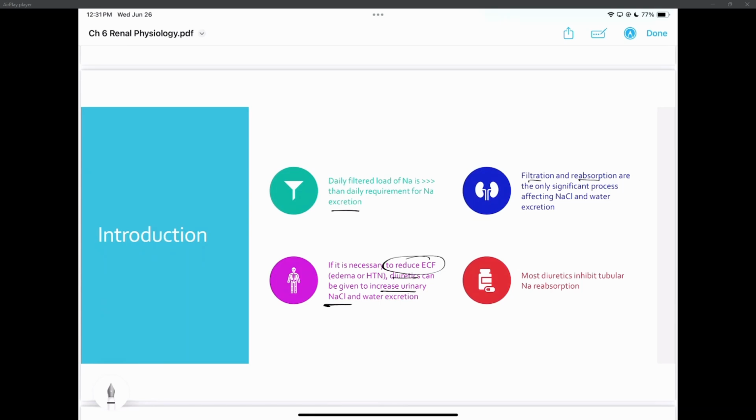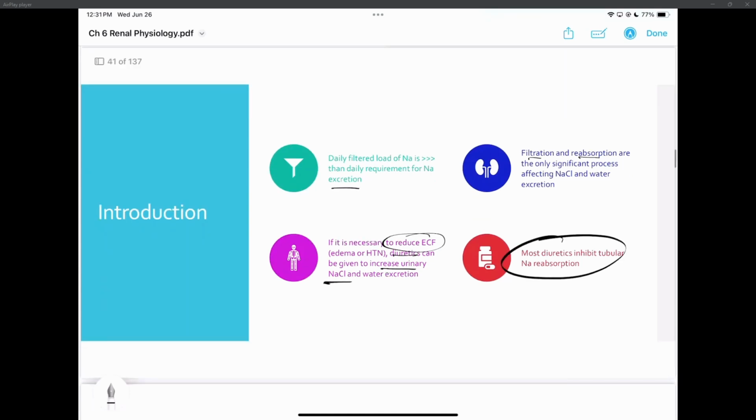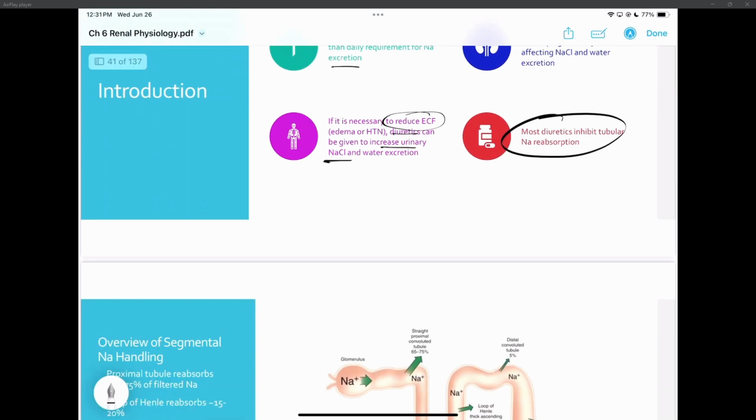So when you give a diuretic, the goal is to increase urinary salt and water excretion. All we're doing is we're shutting off the transport mechanism for sodium to get back into the cell. And if sodium and the chloride, the salt, is staying in the urine, then the water stays in the urine as well. So remember, wherever sodium goes, water is going to go along with it, usually to keep osmotic pressure gradients for the osmosis to be kept constant. So most diuretics are going to inhibit our tubular sodium reabsorption.